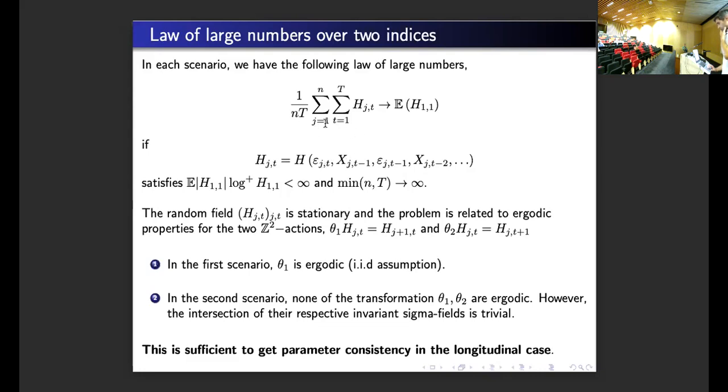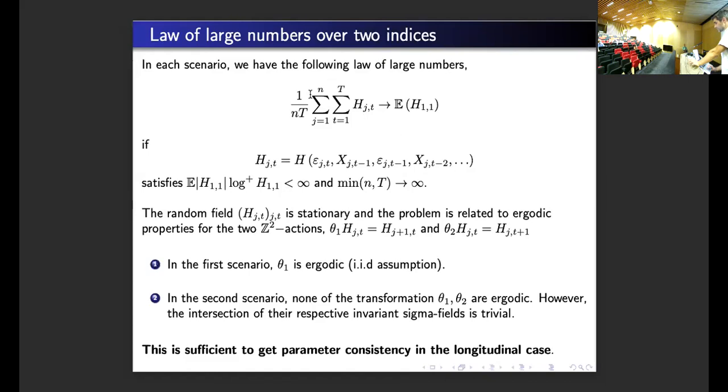At least for the two scenarios, under some specific moment condition, when both quantities n and capital T go to infinity, the partial sum will converge to the expectation. Typically, this result is related to an ergodic problem for random fields. When you look at a spatial process or random fields, you have two indices, and then you have what we call the two actions on the sequence: the shift with respect to the first coordinate and the shift with respect to the second coordinate.